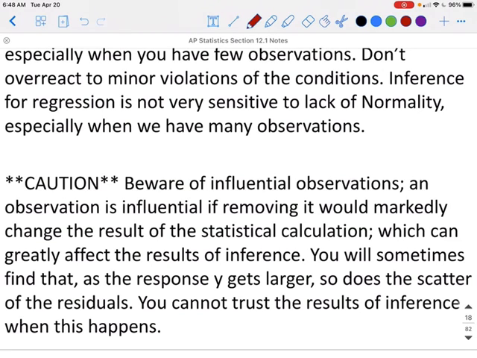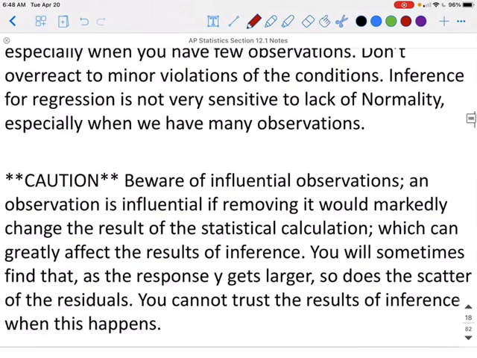Inference for regression is not very sensitive to lack of normality, especially when we have many observations. You do need to be cautious. Beware of influential observations. An observation is influential if removing it would remarkably change the results of the statistical calculation, which can greatly affect the results of inference. You will sometimes find that as the response gets larger, so does the scatter of the residuals. You can't trust the results of inference when this happens.